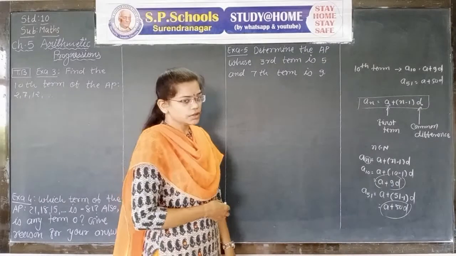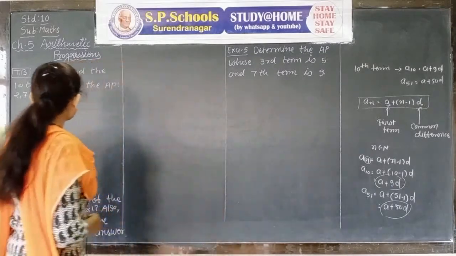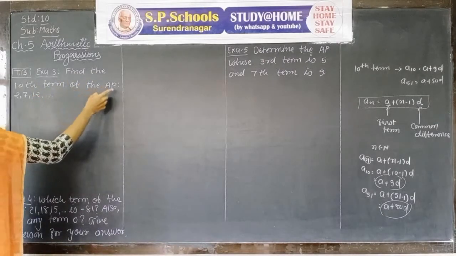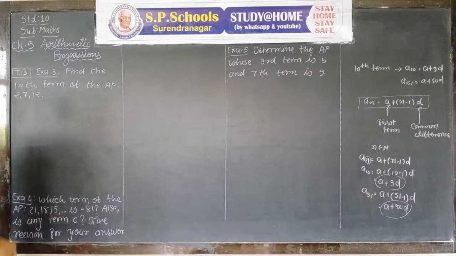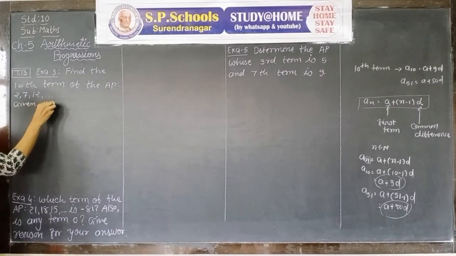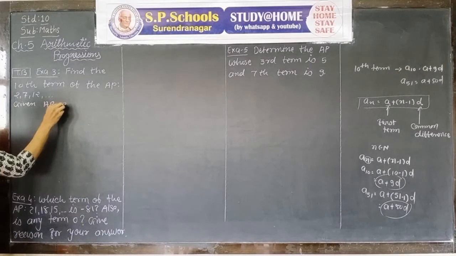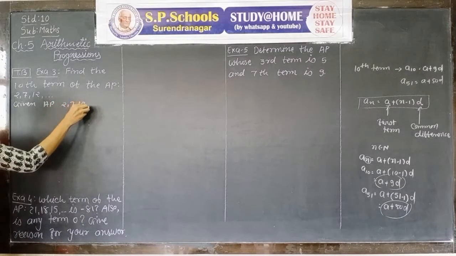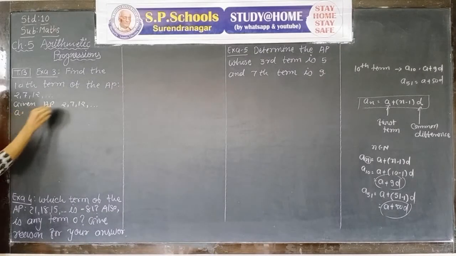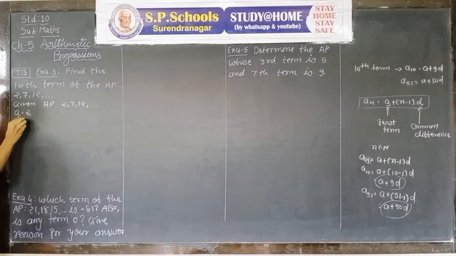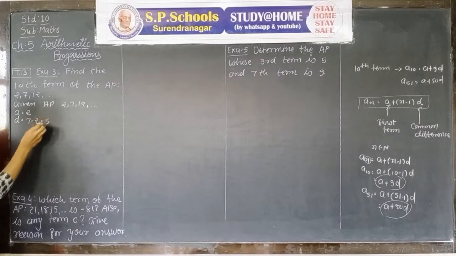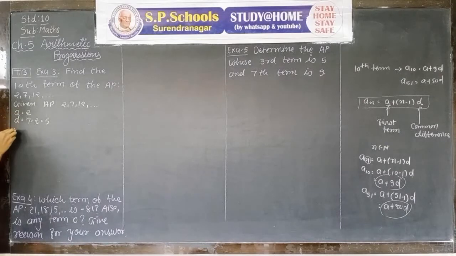Let's see example 3 from our textbook. Find the 10th term of the AP 2, 7, 12. First of all, the AP is given, so first write the AP. Given AP: 2, 7, 12 up to infinity. The first term a is equals to 2. Common difference d is equals to second term minus first term, 7 minus 2, which is 5. We need to find the 10th term.